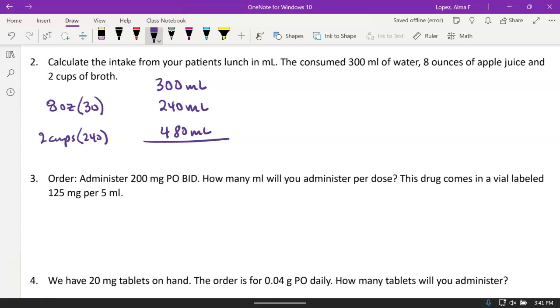You'll grab your calculator, and again, this is a great time to remind you to verify what you have entered into the calculator before you hit equals. That way you don't get the wrong answer because you didn't press it hard enough or you pressed it too hard. When we add those 3 values up, we do get 1,020 milliliters.